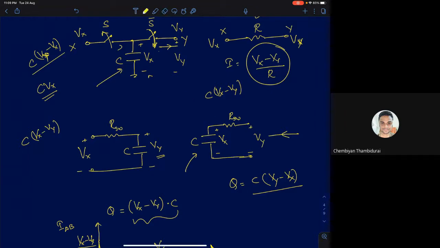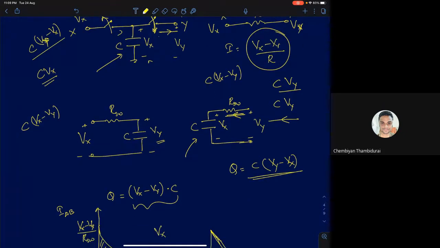Now, what is the total charge transferred from the voltage to the capacitor? Remember, if the capacitor had no charge across it, then the total charge transferred will be C into Vy. But now the capacitor already has a charge of CVx, so you have to only transfer some excess charge. The excess charge will be CVy minus CVx, so that will be C into (Vy minus Vx). That's the charge you are going to transmit from voltage Vy to the capacitor.